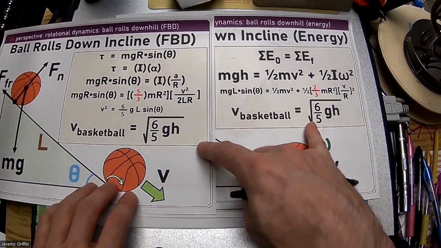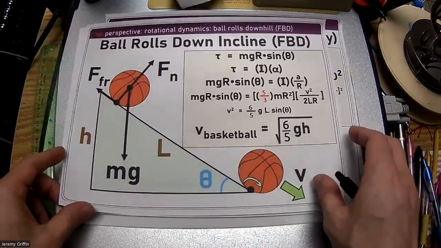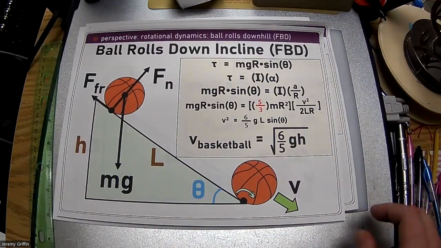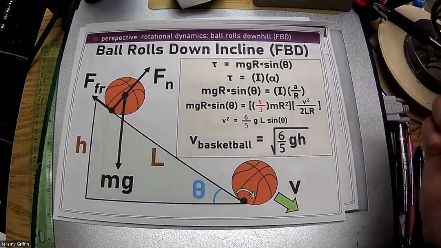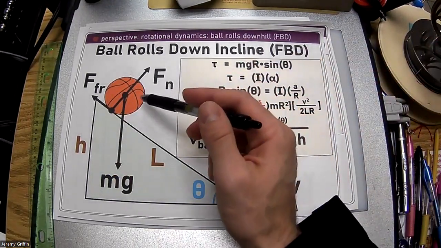Now, both of these methods give, of course, the same answer. But they're completely different paths through the forest to get to that answer. So here's maybe the more difficult way to do it: through a free body diagram with forces and torques. So you could say, here's three forces on this basketball.